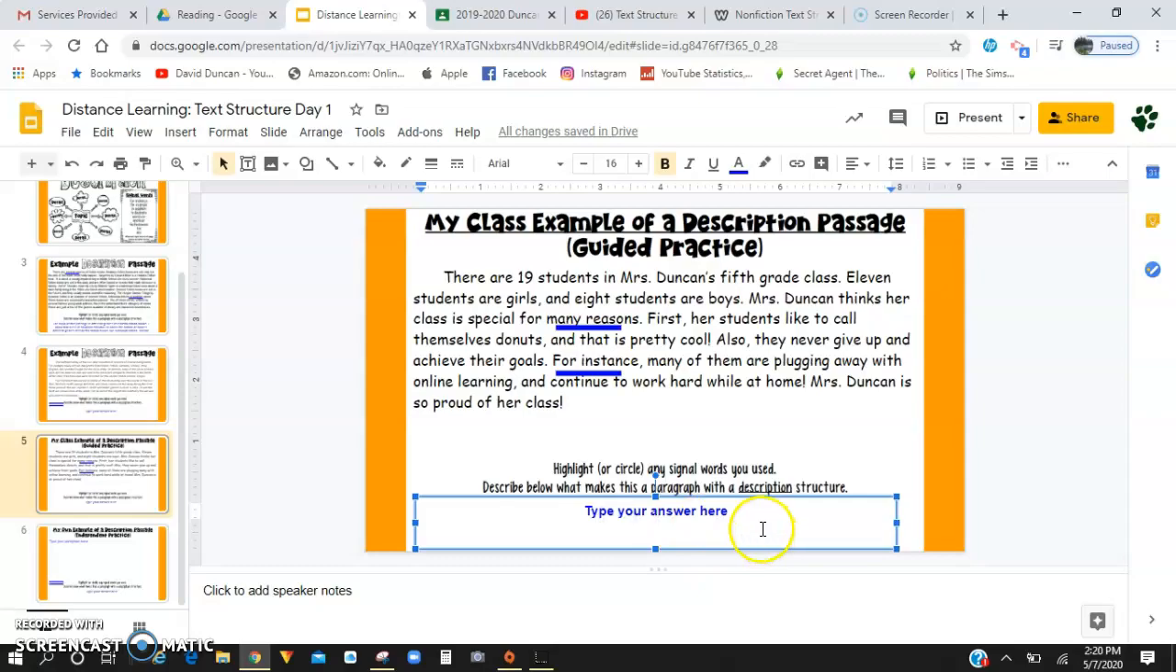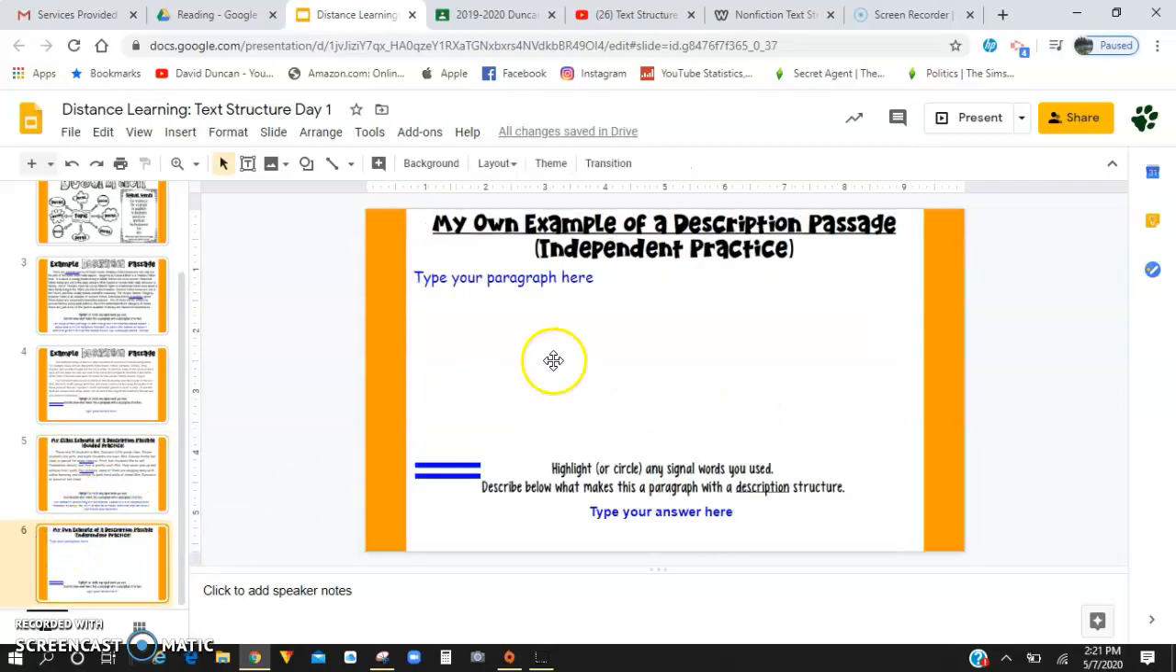And then right down here, what makes this a description text structure? The author, which is me, is discussing her classroom. I know it is a description text structure because she uses details to describe different aspects of her classroom and students.